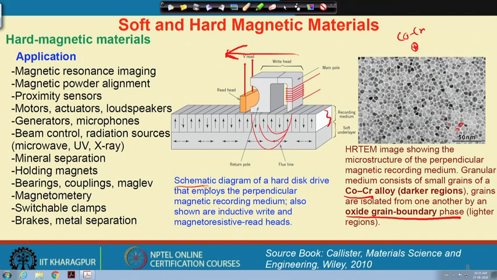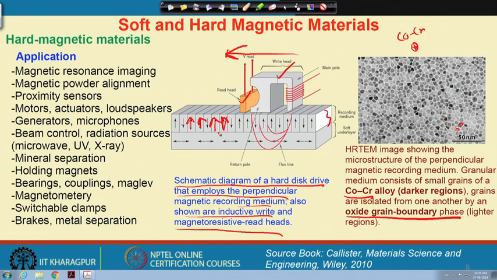So, this is just a schematic diagram of the hard disk drive that employs a perpendicular magnetic recording medium and also shows the inductive write and magnetoresistive reading heads. So, one is the reading head, another one is the writing head. We provide a signal for which one to align in what direction. Here you can see both the domains are aligned in a particular direction. It basically memorizes whether it is 1 or 0 and so on.